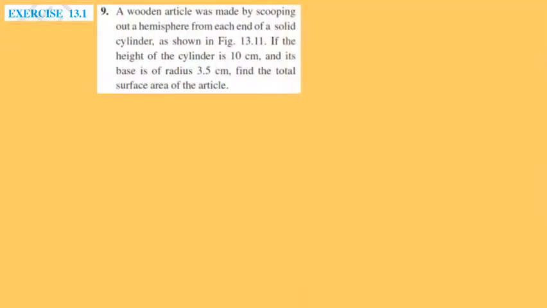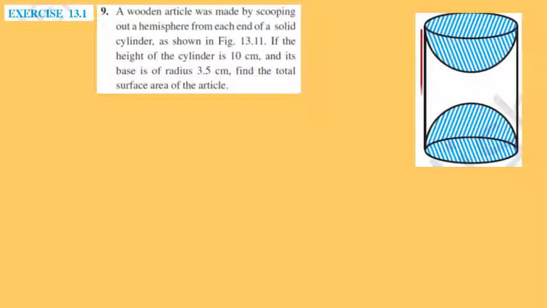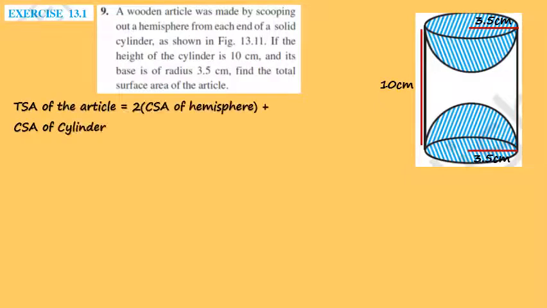Question 9. A wooden article was made by scooping out a hemisphere from each end of a solid cylinder. Let us see the figure. So you can see on the top and bottom part, two hemispheres are scooped out. The height of the cylinder and the base radius are also given. Find the total surface area of the article. So it's a very simple question.